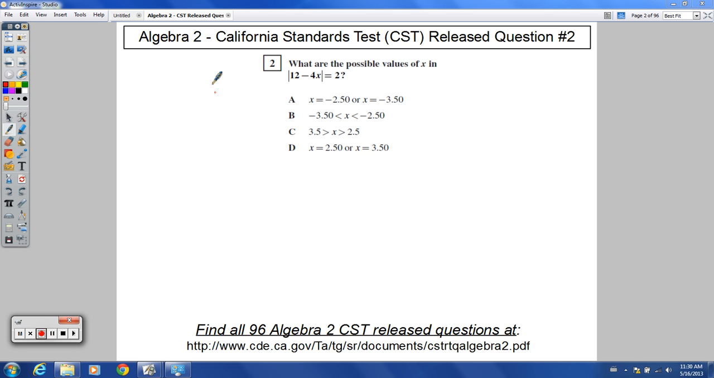Welcome to Algebra 2 CST release question number 2. It says, what are the possible values of x in this? We have the absolute value of 12 minus 4x equals 2. Very similar to number 1 that we just did.